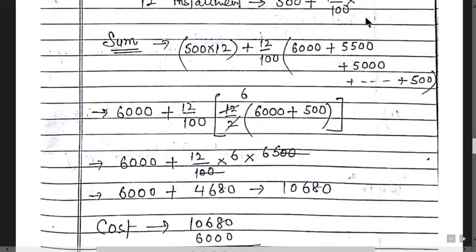Now apply the formula of Sn of AP. It's n by 2 multiplied by A plus L, the answer is 12 over 2. A is 6,000 and last term is 500. It's 6,500. 12 over 2 is 6. 12 over 100 into 6 into 6,500, it's 4680, and total is 10680.